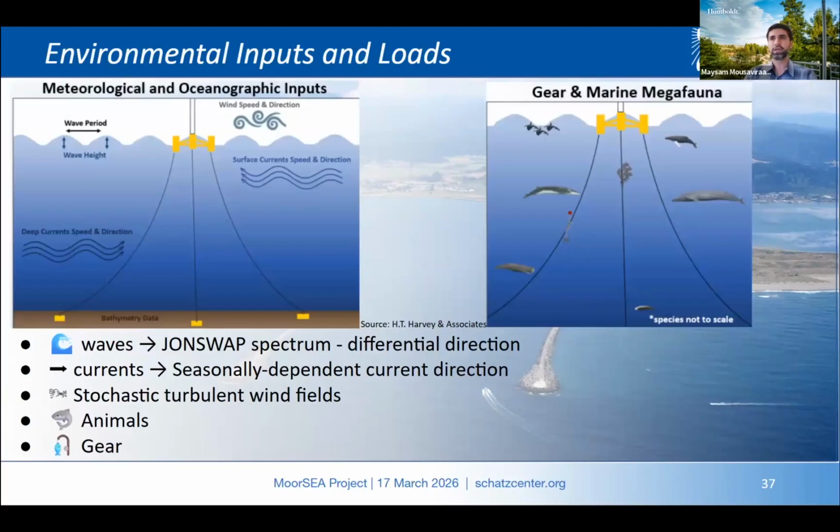Greyson talked about the inputs, and then we need those inputs for our simulation. So once the turbine, platform, and moorings were established, we added the environmental inputs. These included the waves, currents, and stochastic, turbulent wind fields, and we also incorporated the geometry, force, and behavior of animals and gear. Incorporating appropriate environmental input was important because the ocean itself creates a large amount of motion and noise in the system. And detecting entanglement means finding a relatively small signal inside that much larger environmental response.